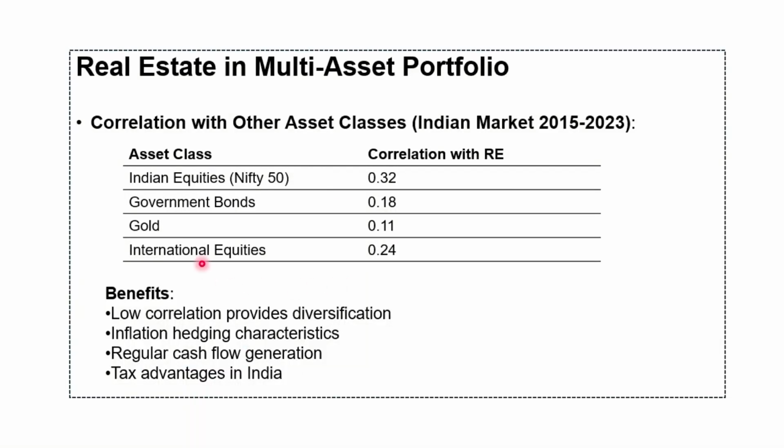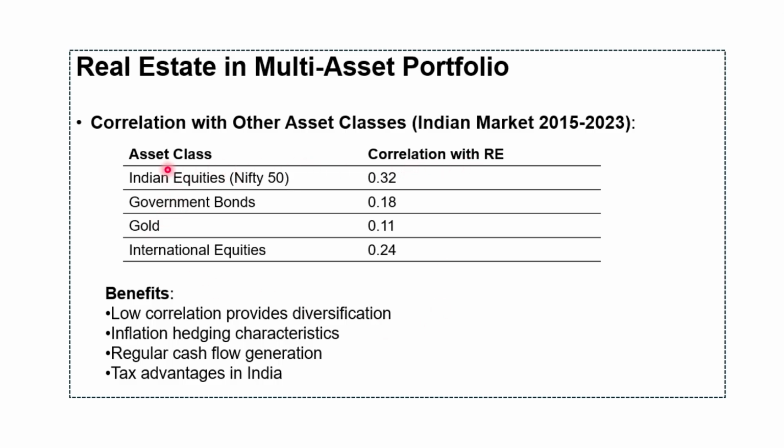Such as, for example, gold. There can be gold in a particular portfolio. There can be equity in a portfolio along with real estate. There can be international equities. So there can be a combination of a plethora of these different types of asset classes. You can combine them together, and the idea here is that if we are adding any, we should know the correlation amongst them.